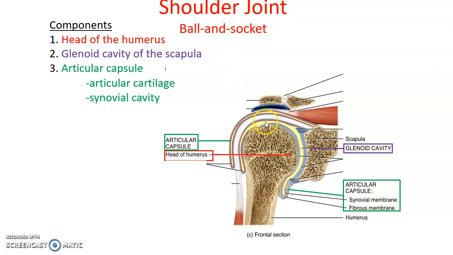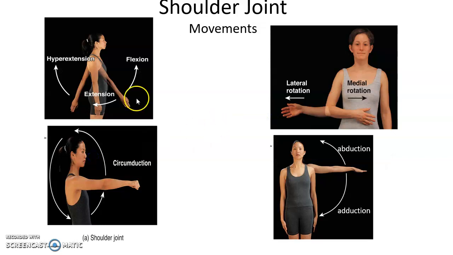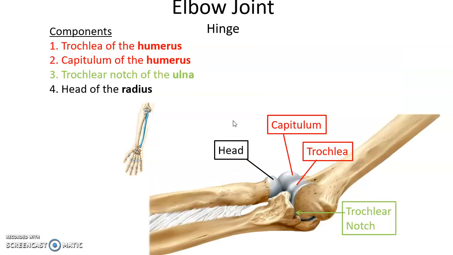A shoulder joint is a ball and socket joint with the head of the humerus fitting into the glenoid cavity of the scapula. It is a synovial joint, so it has an articular capsule, synovial fluid and synovial cavity, articular cartilage lining the surfaces of the bones, lots of ligaments, and also a bursa. The shoulder joint has a bursa. It allows for flexion, extension, hyperextension, circumduction, lateral and medial rotation, and abduction, adduction.